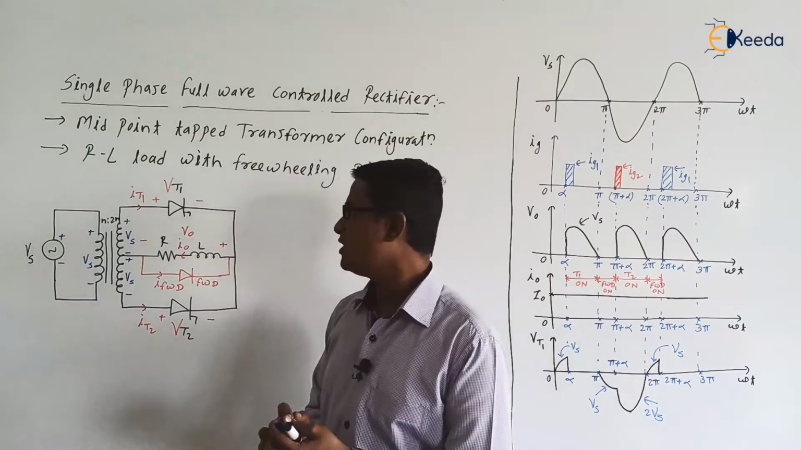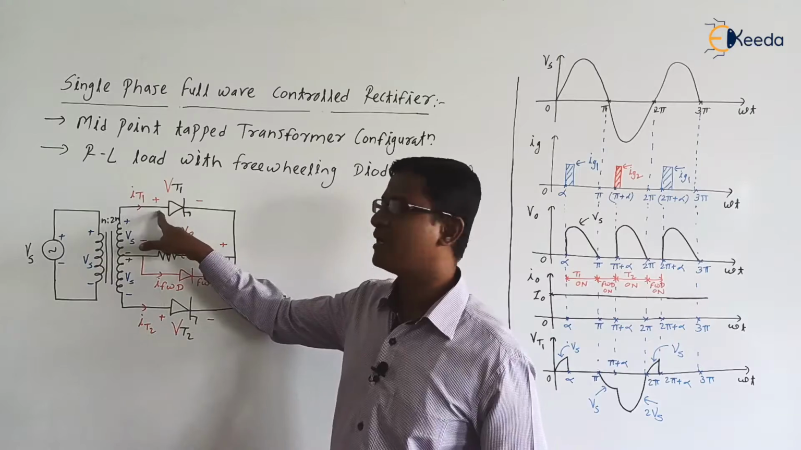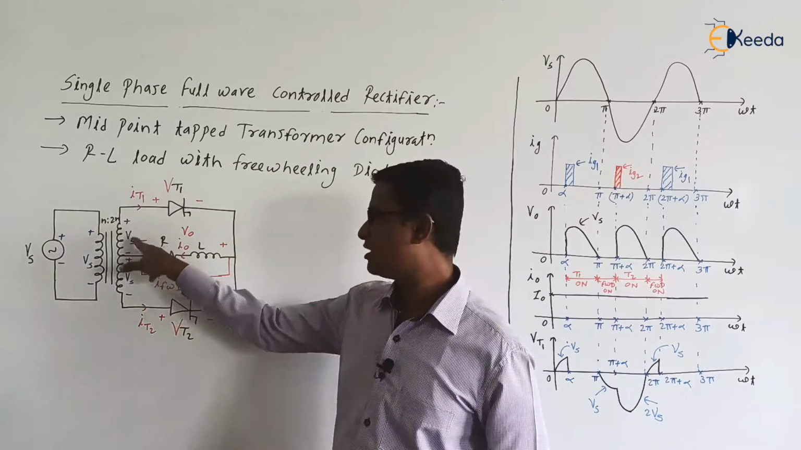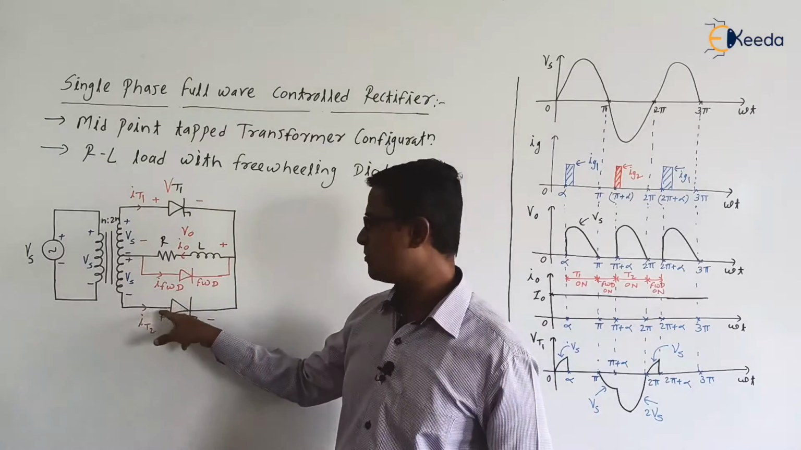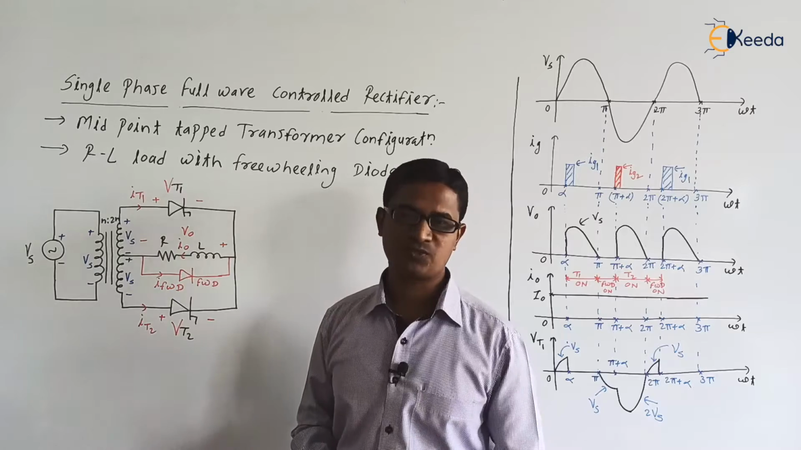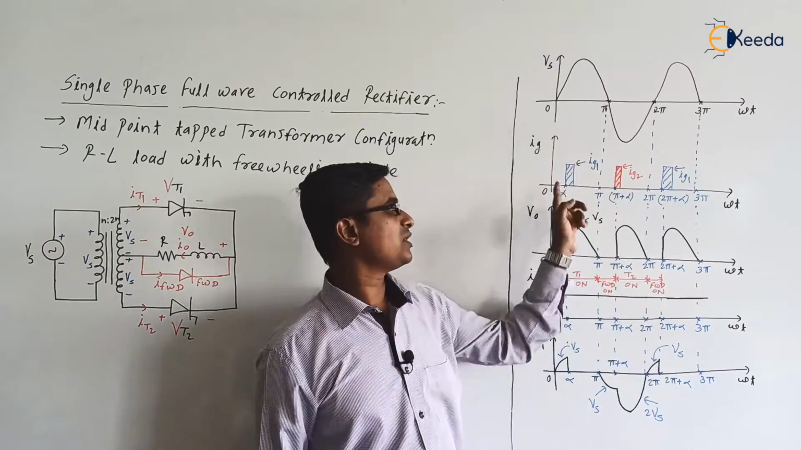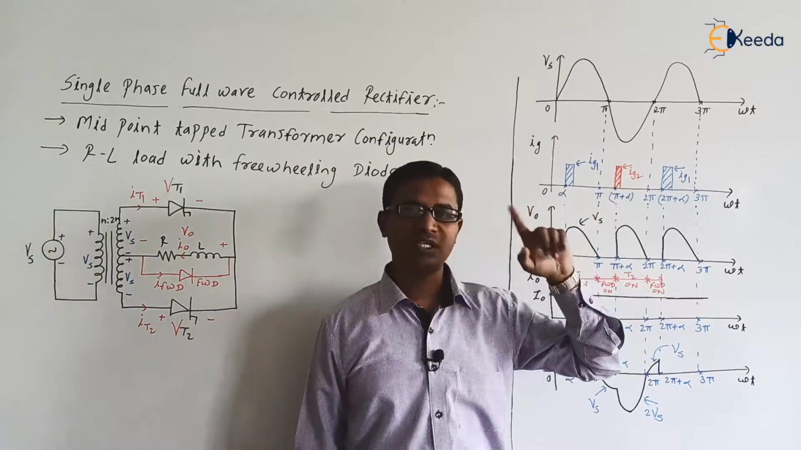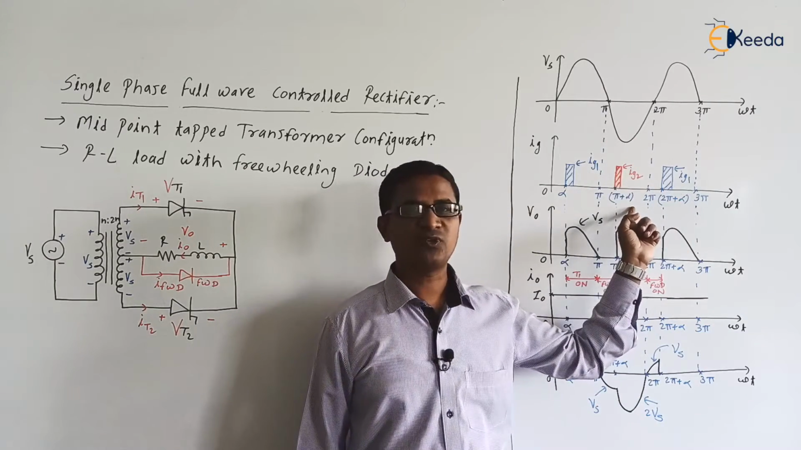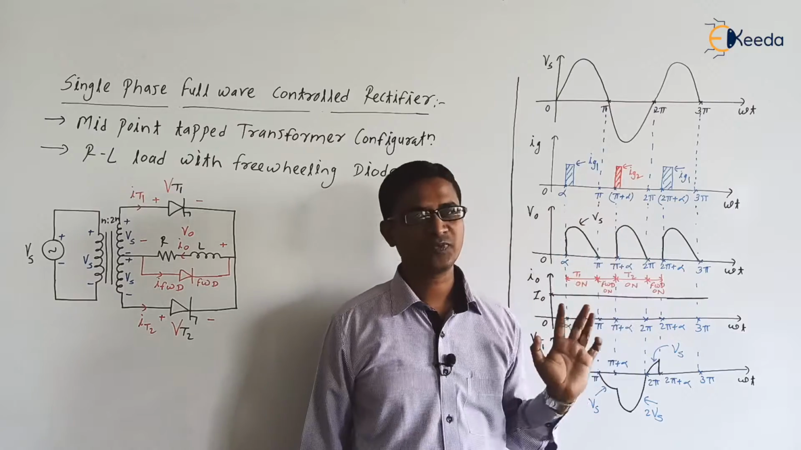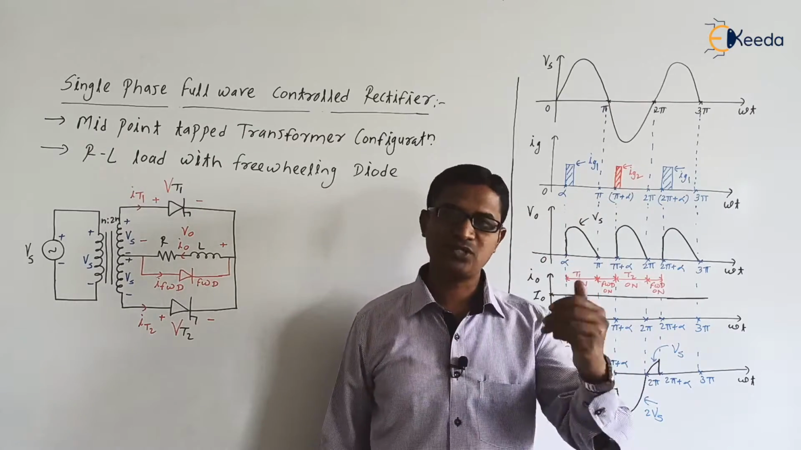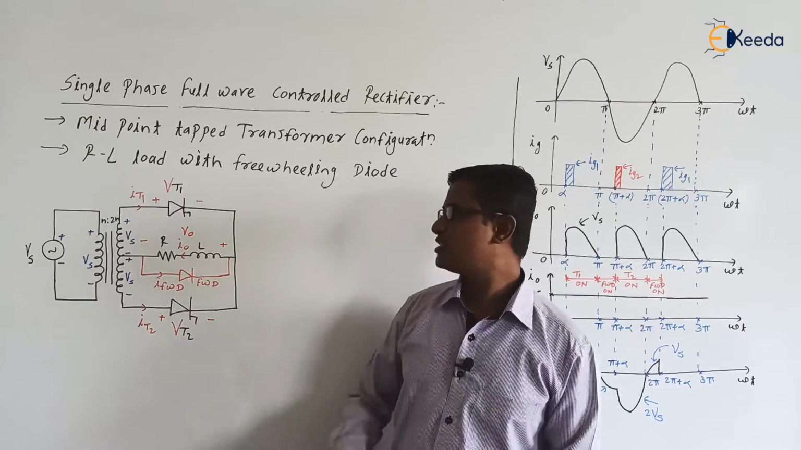Now when Vs is positive, the highest potential is appearing at the anode of thyristor T1, so thyristor T1 will be in the forward bias mode. Similarly, when Vs is positive, the lowest potential is appearing at the anode of thyristor T2, so thyristor T2 will be in the reverse bias mode. So when Vs is positive, the gate pulse is applied to thyristor T1 because it is in the forward bias mode. When Vs is negative, thyristor T2 will be in the forward bias mode, so we apply the gate signal to thyristor T2. Alternately we apply the gate signal to T1, T2, and so on. This is about the circuit.